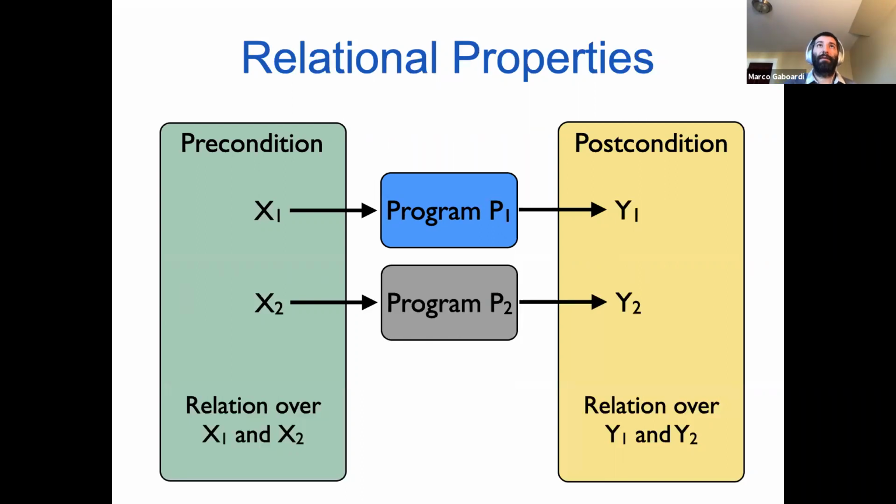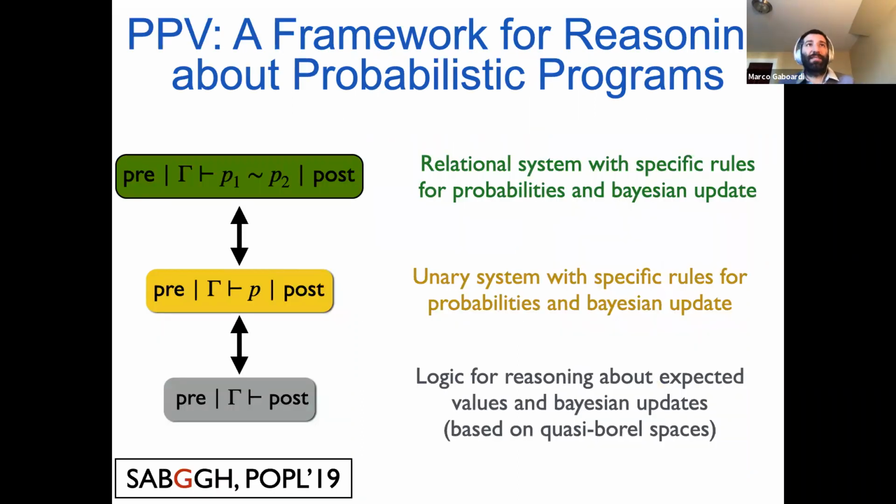Now, how do we implement this kind of reasoning? We propose a three-tier type system or logic. Actually, we use the word framework because some people like to think about it as a program logic, and some people like to think about it as a type system. So we just call it framework.